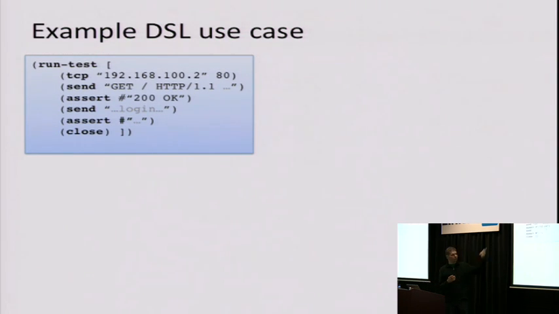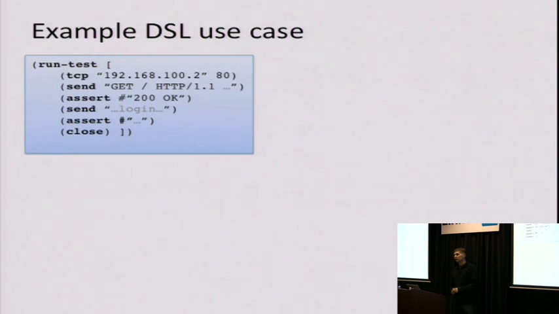The DSL could look like the following one. Run test is like a JUnit test function. First, we open a TCP connection to a server. Then over the connection we just opened, we send a request, for example, a message like an HTTP request. On the response we get, we try to assert that we got 200. Okay, when everything is fine, we send a login message and so on.